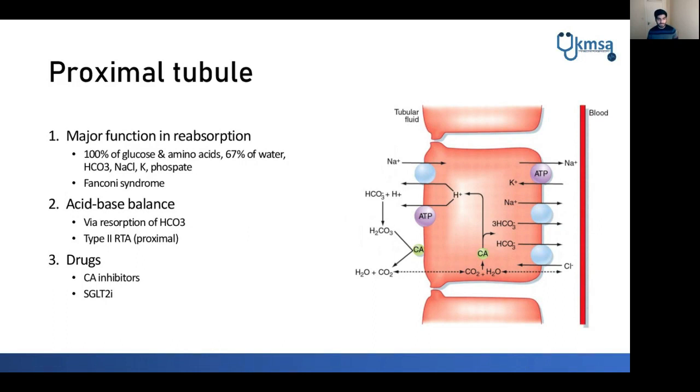Now again, side effects, you can think more glucose in the urine means more infections. And also the significant one is euglycemic DKA.